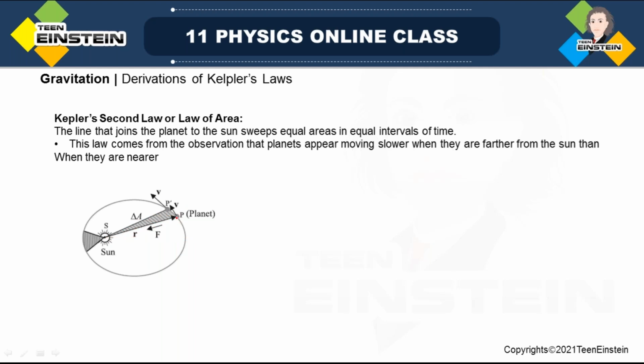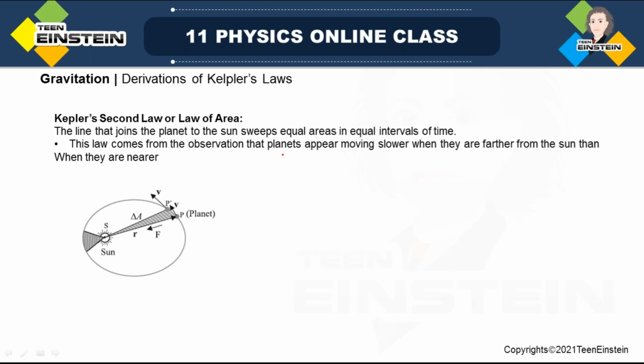So this rate of swept area is always constant. That is Kepler's second law. The rate of area swept is constant. So the line joining the planet and the sun sweeps equal areas in equal intervals of time.